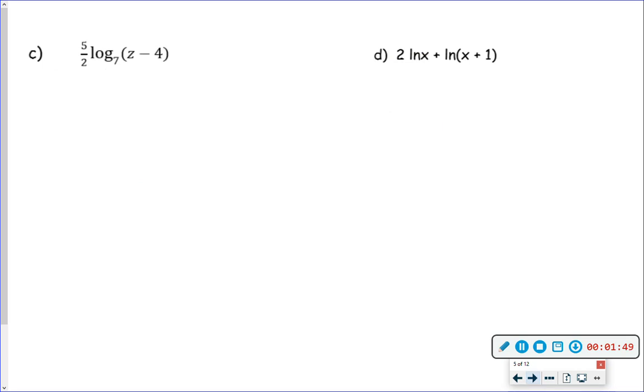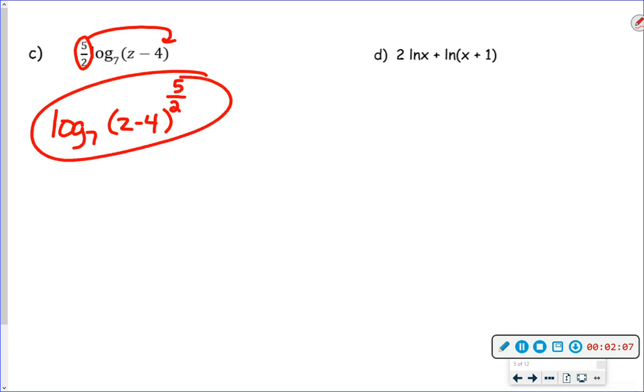Okay. C, again, we want to have just a single log. All of these should start with log, etc. Well, you have this 5/2 in here, so that really, of course, is the exponent. So I'm going to rewrite this as log base 7, z minus 4, raised to the 5/2. Because again, all of these are a single log. So log of whatever you got.